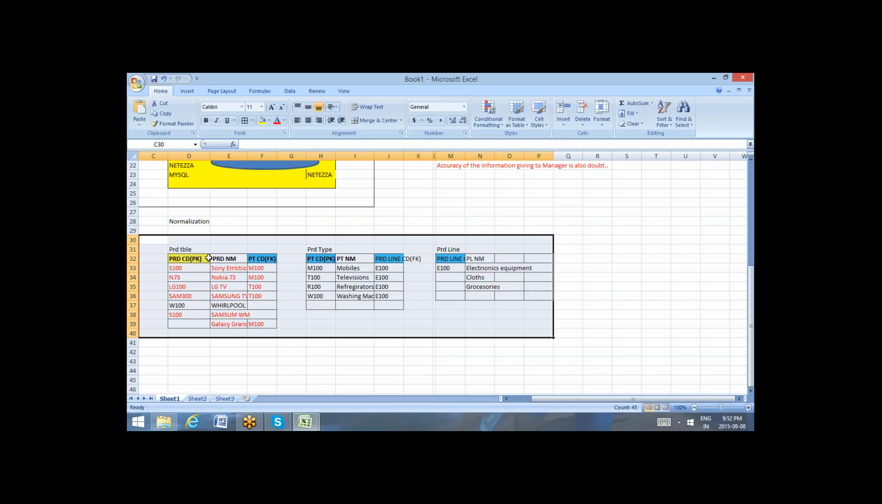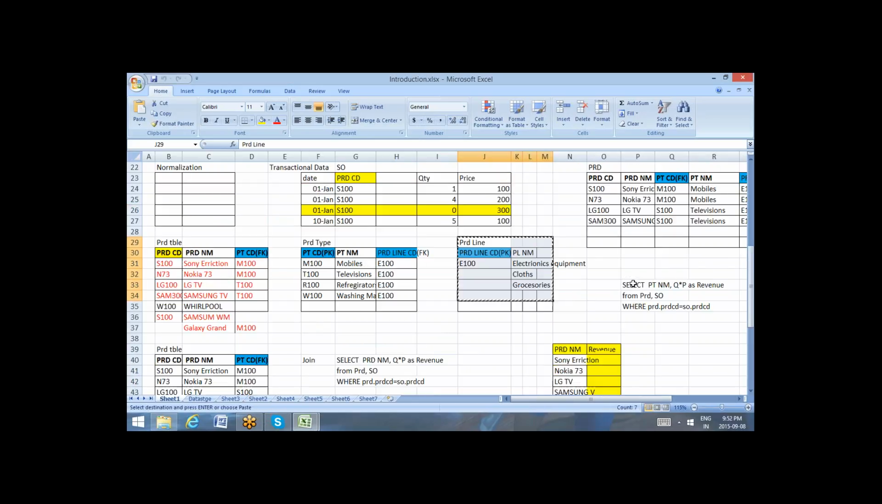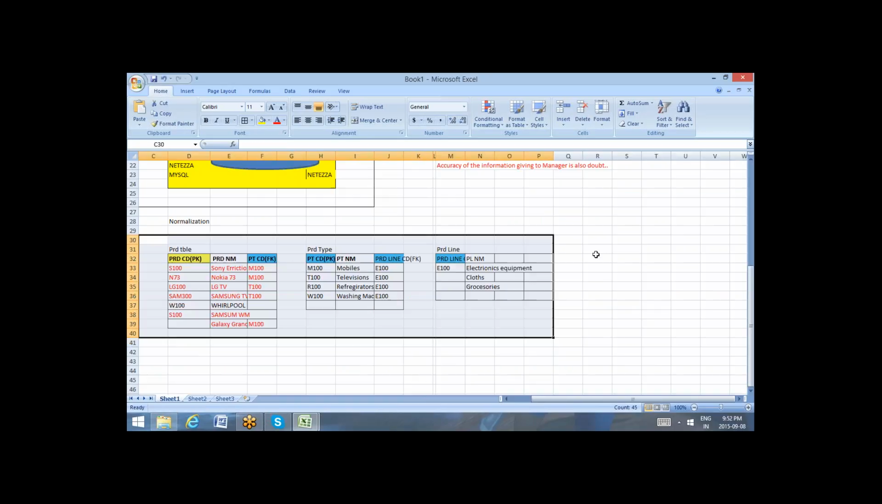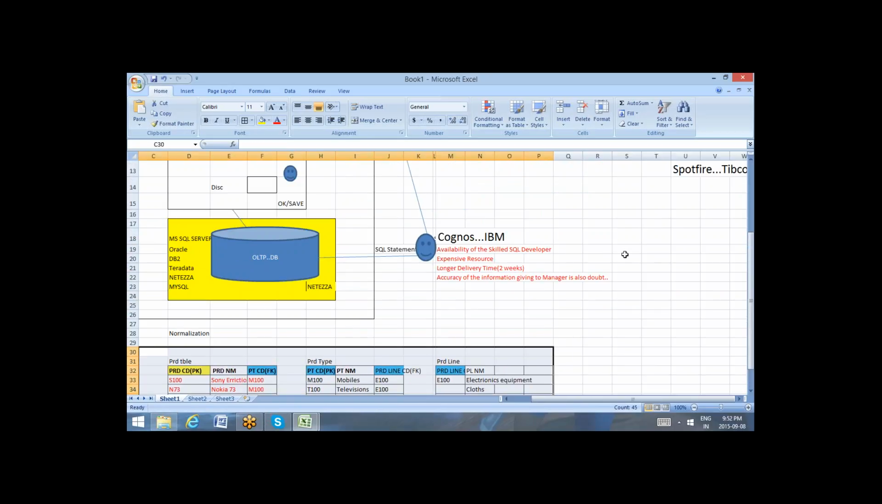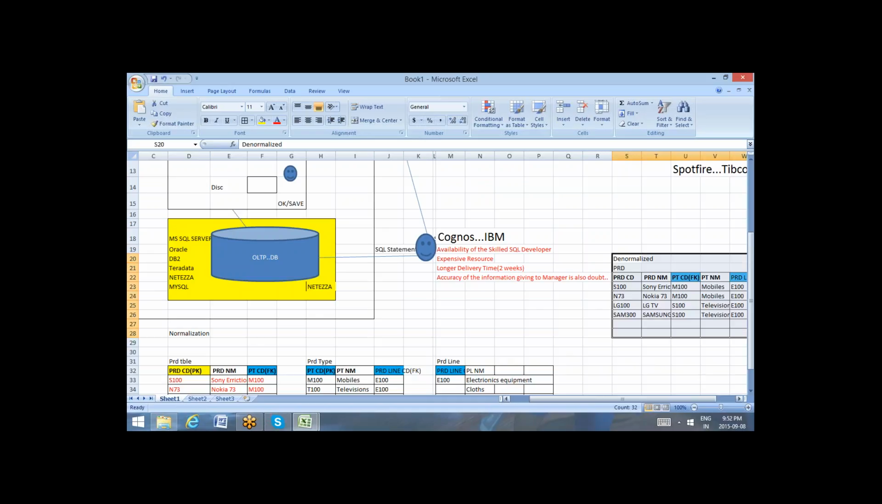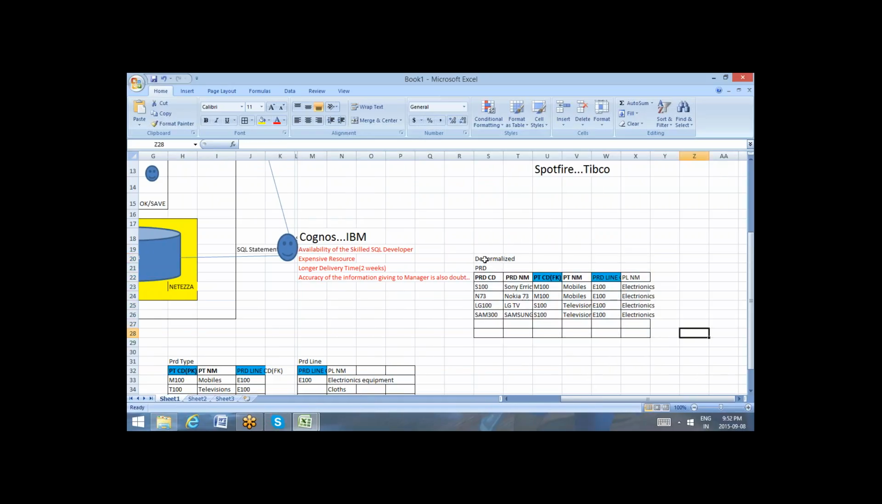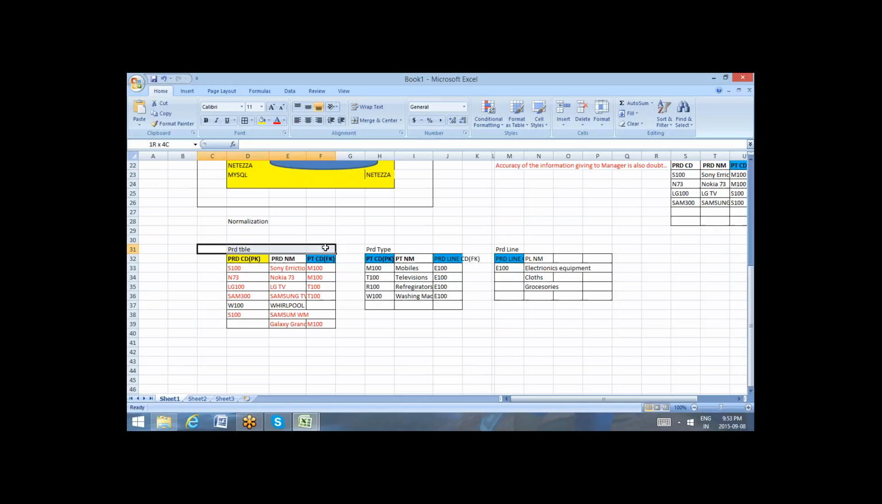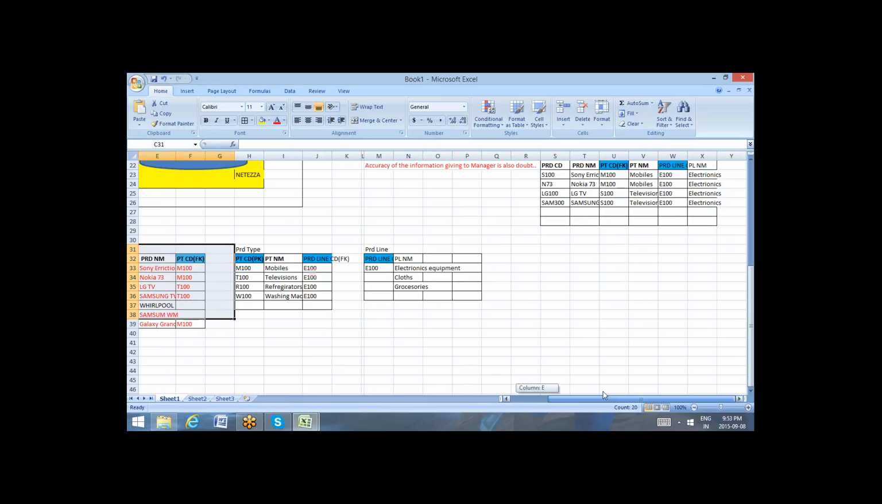The same information we can also maintain in a single table like this. These are the list of products you are selling. All these products are grouped together into different product types. All the product types are again grouped together into electronics equipment. We need to understand the difference between maintaining the data in this fashion and maintaining the data in this fashion.